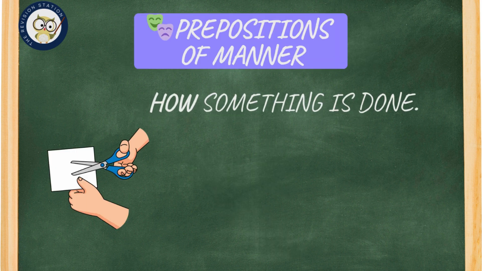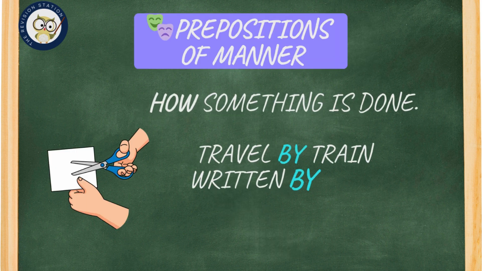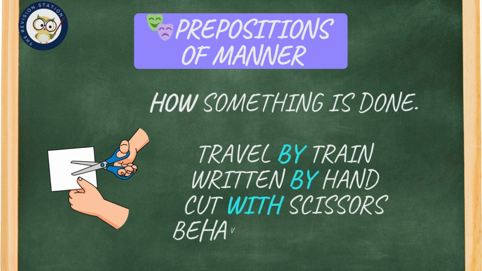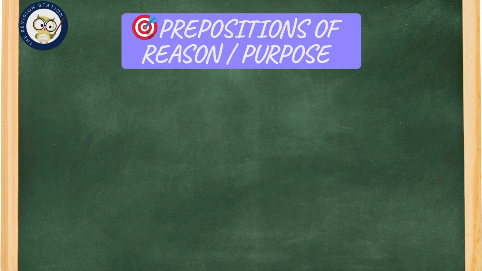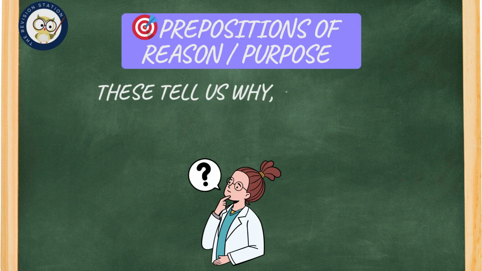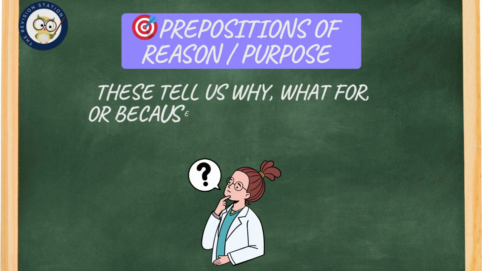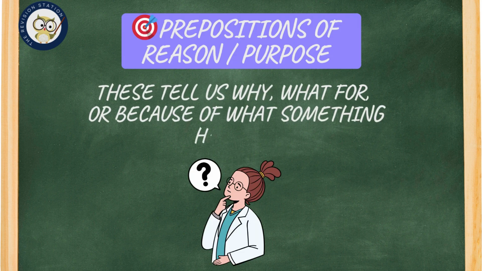Prepositions of manner show us how something is done. Prepositions of reason or purpose tell us why, what for, or because of what that something happens.